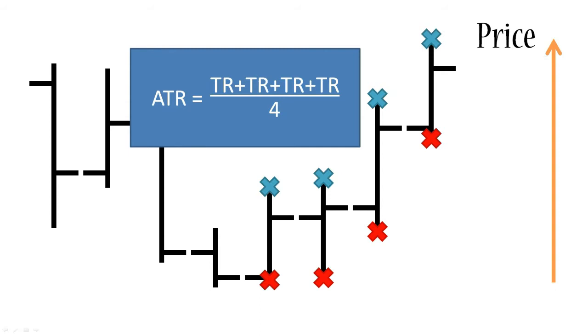Because if you take one day, you can have an anomaly or some news might have come out, but when you average it out, it tends to smooth out the effects, and therefore you see a representative picture of the market. So what we can do now is we can plot this average true range on our chart.